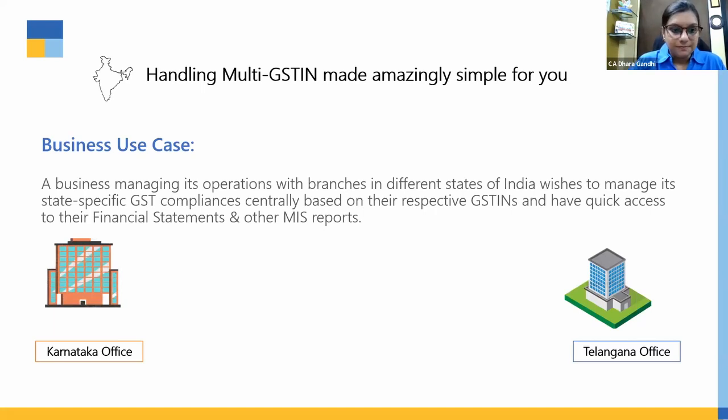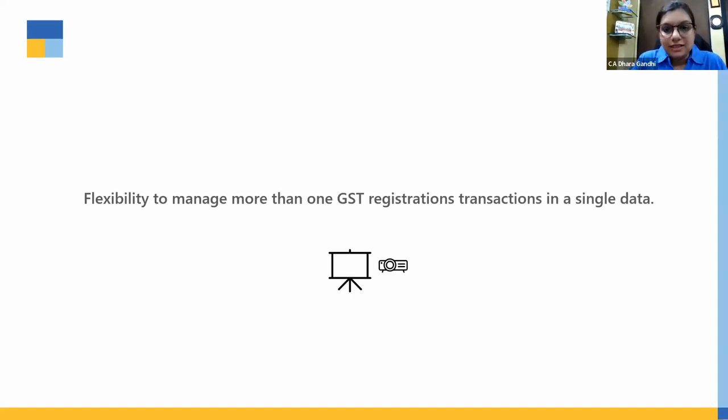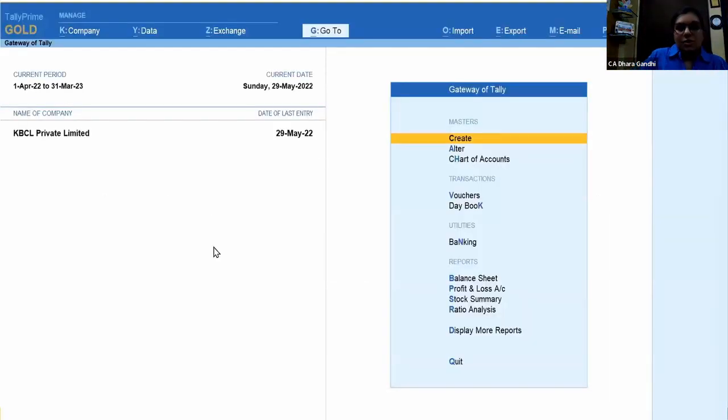Suppose we take an example. A client or an assessee has its office at Karnataka and Telangana. They hold two GST numbers. Now, how can we file the GST returns? If I want to see consolidated GST return data, how can I see that data? How can I file separate GST returns from the same software by passing accounting entries under one company only? There are many questions regarding multi-GSTIN, and trust me, this is very helpful for companies having multiple branch offices and multiple POS at different states. So how does it work?